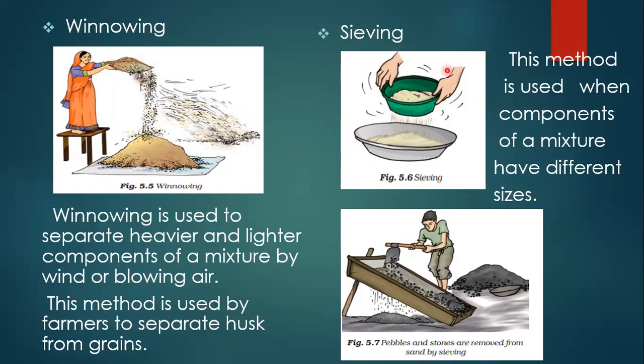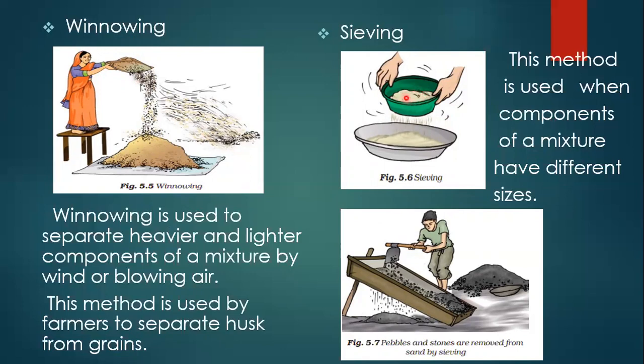Now sieving. This method is used when components of a mixture have different sizes. If the components have different sizes, then they can be separated by sieving with the help of a sieve. For that, sieves having different holes are used. And the first figure shows the sieving used for cleaning flour.